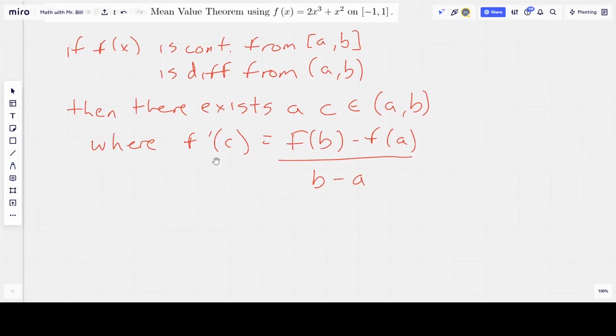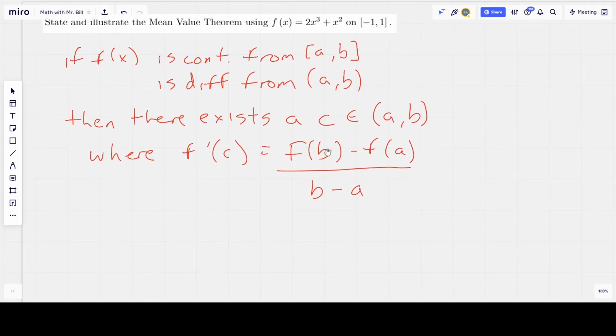So what we need to do, we've got a few things we need to find. We need to figure out what the derivative is. We need to figure out the slope between, in our case, between -1 and 1. And then we need to find out where c is. So let's do each of these pieces here.